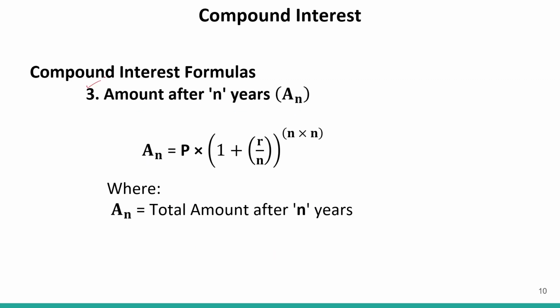So let's see the third kind of formula, that is the amount after n years. An is equal to P into (1 plus r by n) whole power n into n. So t becomes n, right? So it becomes n square, right? So this will be P into (1 plus r by n) whole power n square. If it is compounded annually, then it will become (1 plus r) whole power n, where An is the total amount after n years.